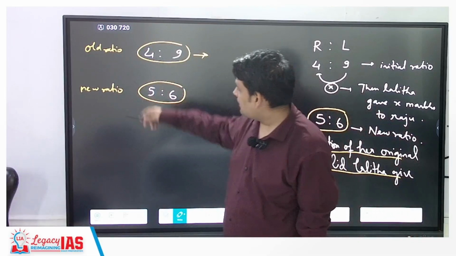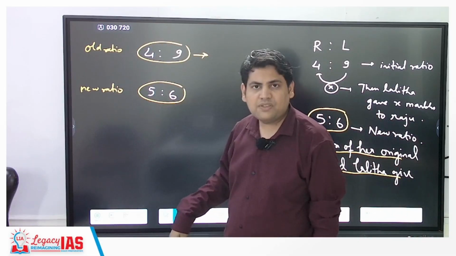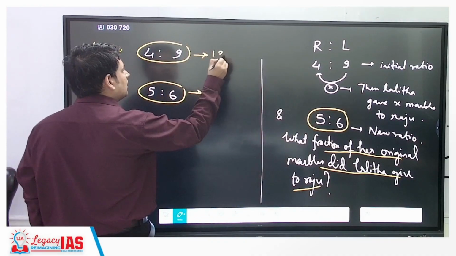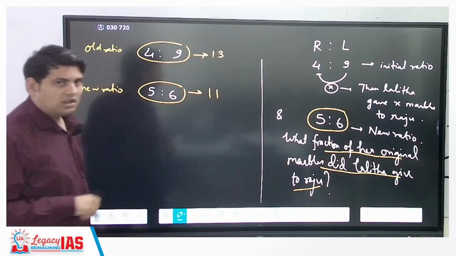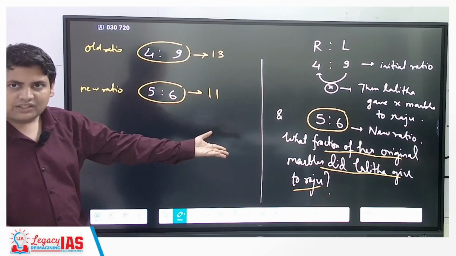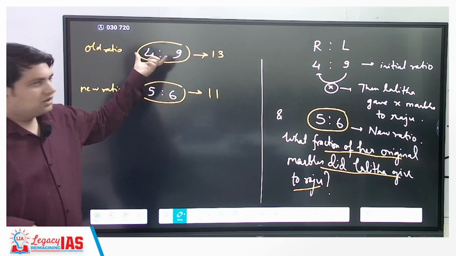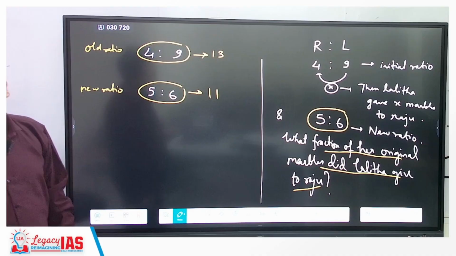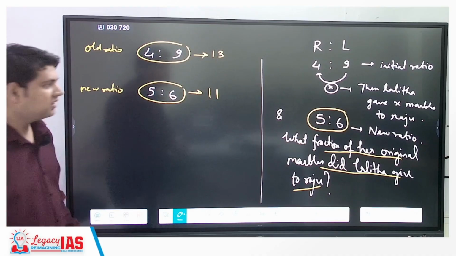Correct? 9 plus 4 is 13, 6 plus 5 is 11. So this is 13, this is 11. Now they are not the same, but they have to be the same, because by our understanding we know that the sum of marbles is the same in both the cases. So how do you make them the same? Now this becomes your question.